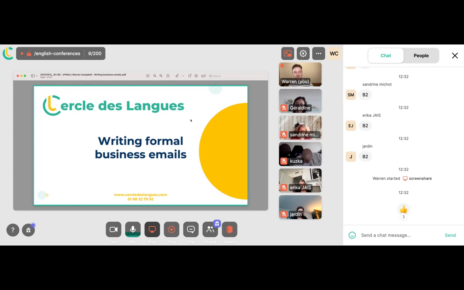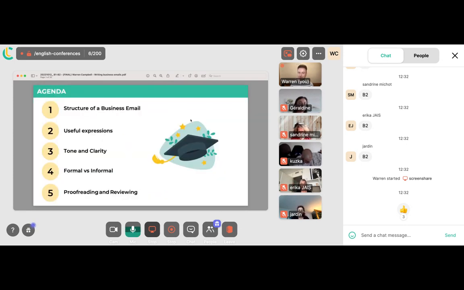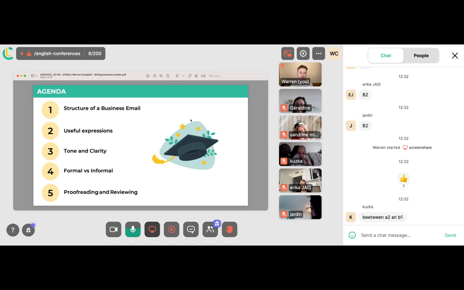Okay. So today's agenda, 5 things. So I'm gonna talk about structuring a business email. I'm going to share with you some useful expressions that you can use in professional emails as well. I'll talk a little bit about tone and clarity. I'll also show you some differences between what we would consider formal and informal vocabulary and expressions. And then at the end, some advice about proofreading and reviewing. And at the end, of course, I will take any questions or any comments you have at that time.